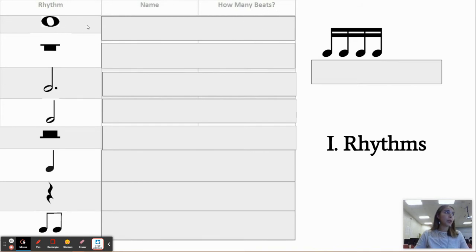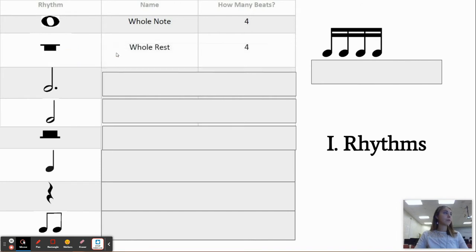The first thing we can put on our chart is the top: rhythm, name, and then how many beats. The first rhythm is this. What is that? It's a whole note equaling 4 beats. The second one, it's a rest. Remember, rests are rhythms as well. That's a whole rest that also equals 4 beats of silence.